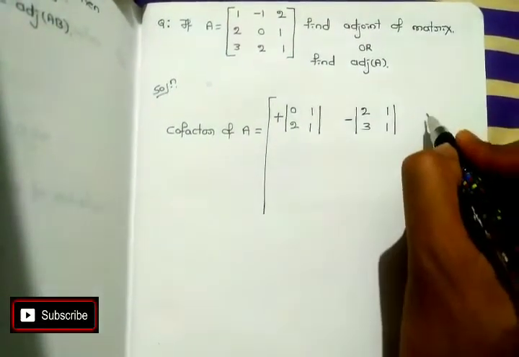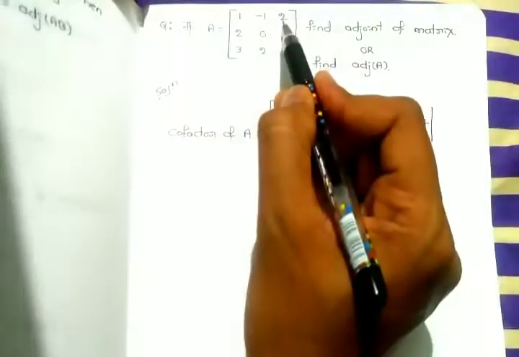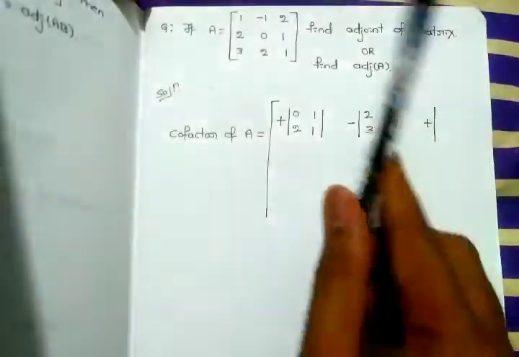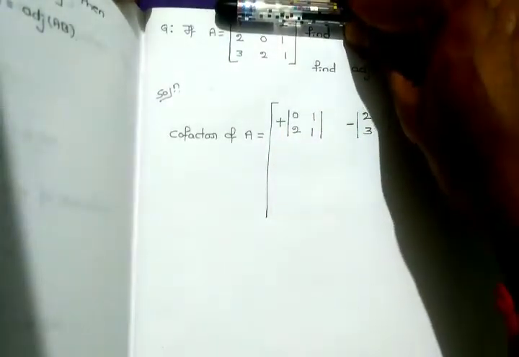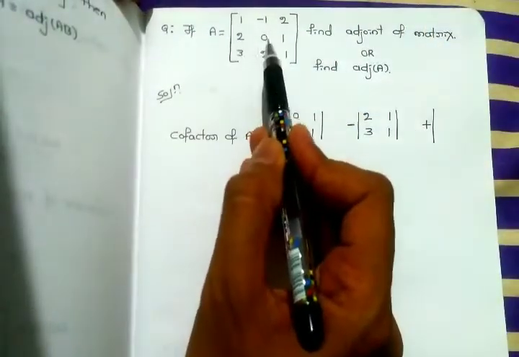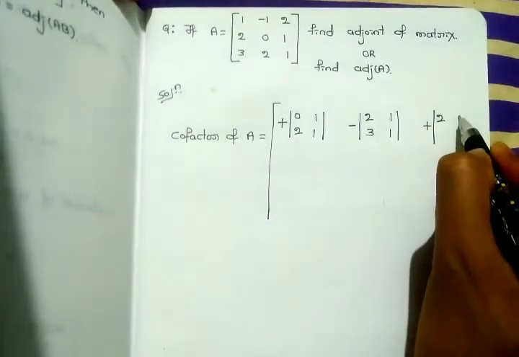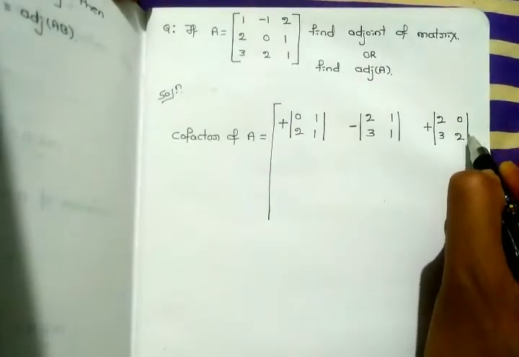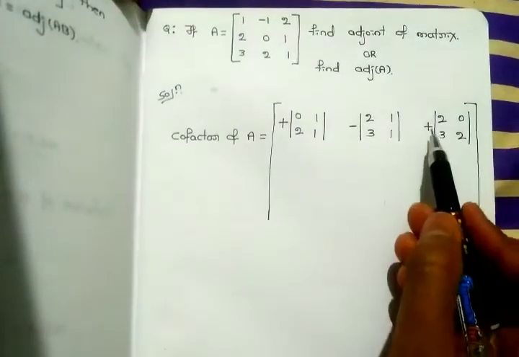So next plus sign. Take the third element. Whenever you are taking the third element, delete that particular column and that particular row also. If I delete these two, what is the remaining element? 2 0 3 2. So note down here 2 0 3 2. Close. So the third element is over.